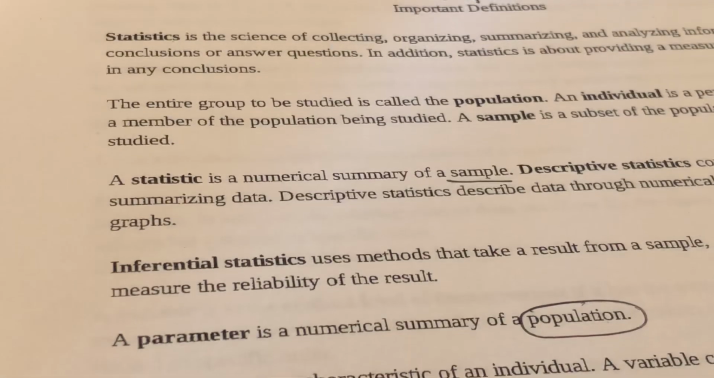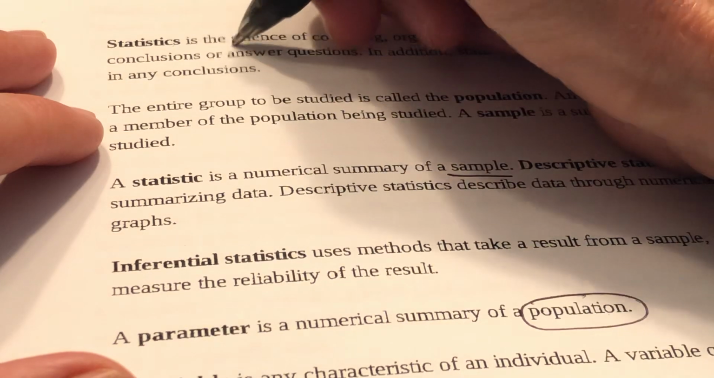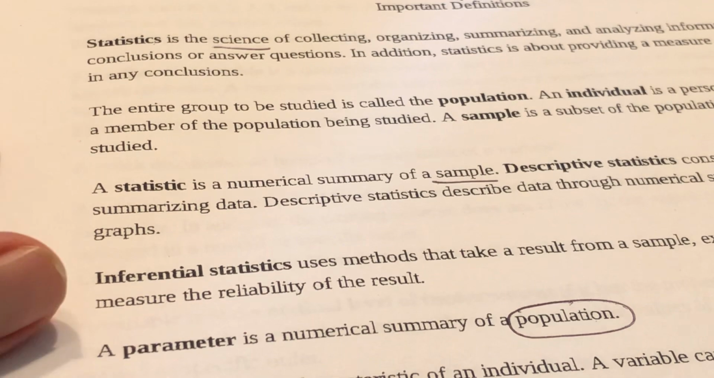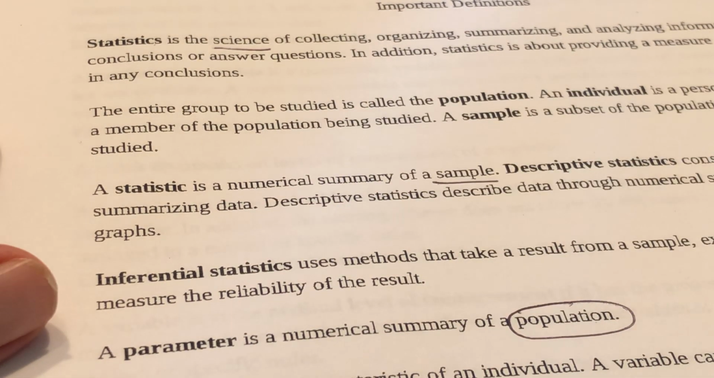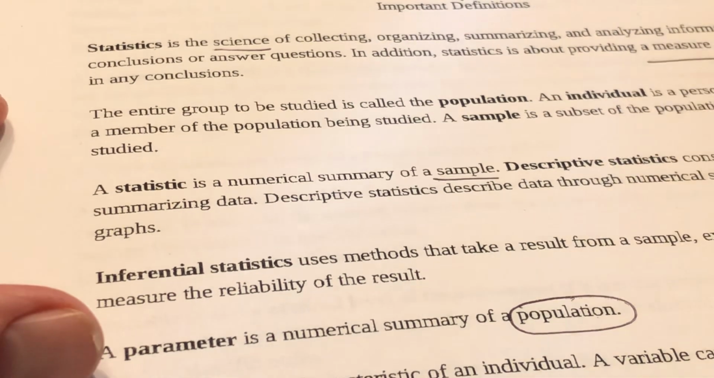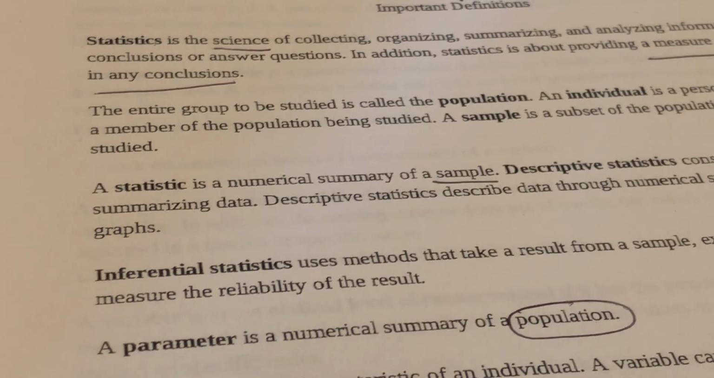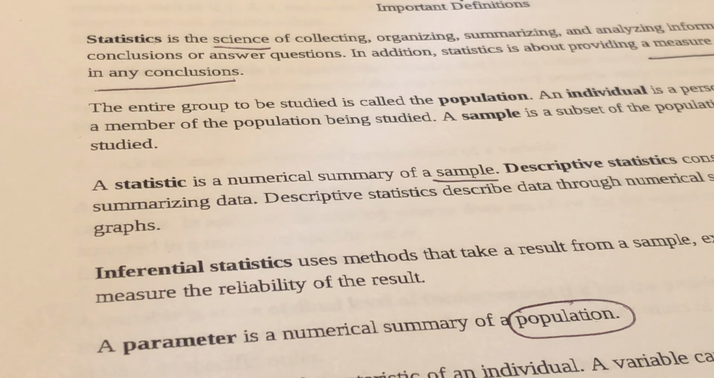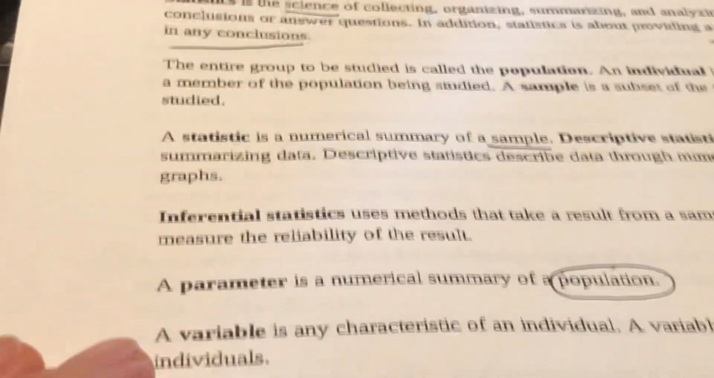Folks, statistics is the science, the underlying science, a hard science, not a soft science. There is a difference: it is collecting and organizing, summarizing, and analyzing info to draw conclusions or answer questions. It's about providing a measure of confidence in any conclusions, and that's what we're going to do later this year. An entire group to be studied is the population. Population is the entire group. An individual is a person or object that is a member of that population, and a sample is a subset of the population being studied.